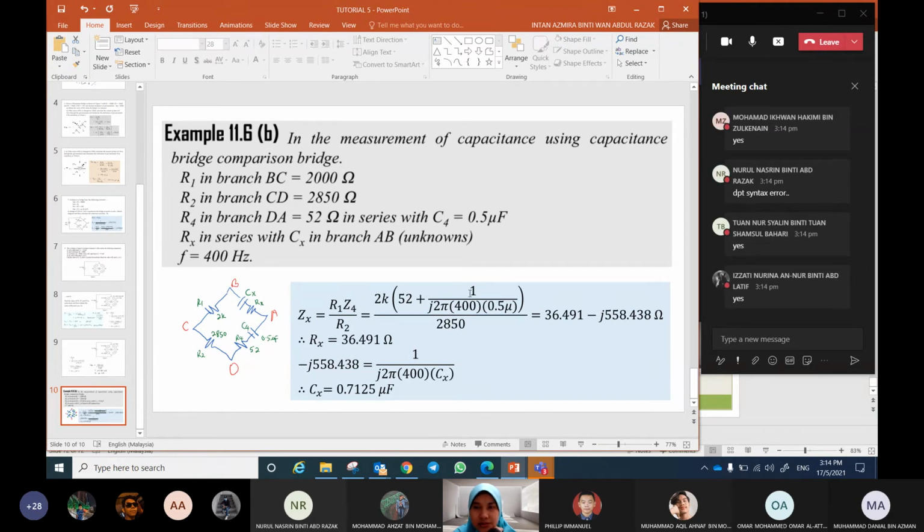Okay, maybe Shaz, apa tadi Nasrin, try this term first. 2 pi, okay, ini pembawah ni. 2 pi I multiply 400 multiply 0.5 micro equal. Okay, dapat tak yang tu Nasrin?